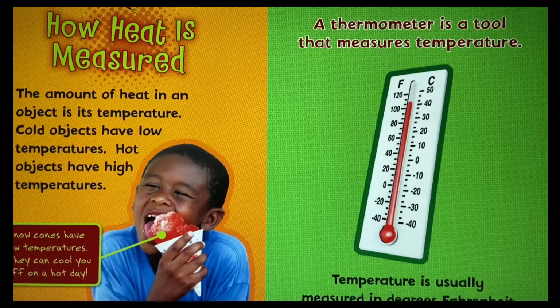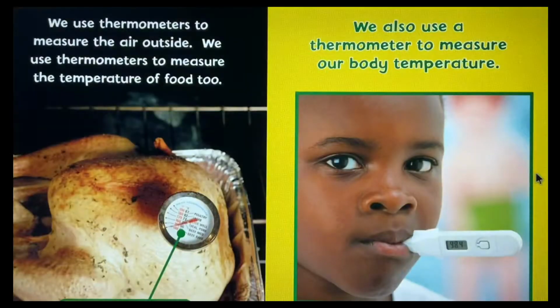How is heat measured? The amount of heat in an object is its temperature. Cold objects have low temperatures, hot objects have high temperatures. Snow cones have low temperatures. They can cool you off on a hot day. A thermometer is a tool that measures temperature. Temperature is usually measured in degrees in Fahrenheit or degrees in Celsius. We use thermometers to measure the air outside. We use thermometers to measure the temperature of food too. We know that meat is cooked when it reaches a certain temperature. We also use a thermometer to measure a body's temperature.